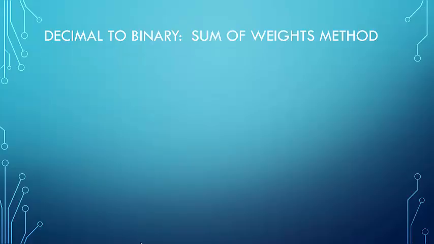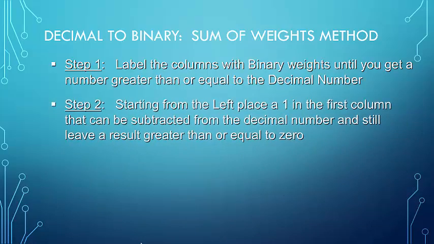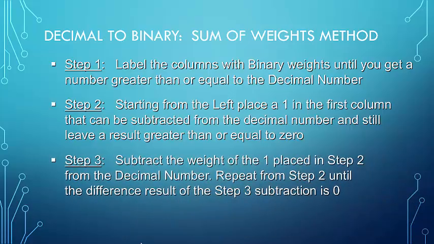In the sum of weights method, we have 4 steps. The first is to label columns just like we did in the previous example. But we're going to label binary weights until we get a number greater than or equal to the decimal number that we want to convert. Then, starting from the first column that can be subtracted from our decimal number and leave a positive result, we'll place a 1 in that column. And then we'll subtract that weight from our decimal number. And then we'll repeat this process until the difference of the subtraction is 0.